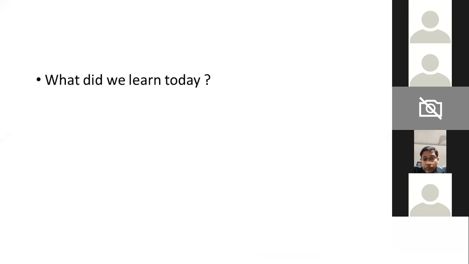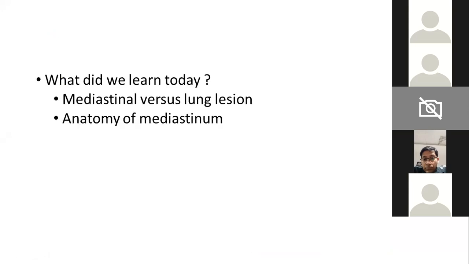So what all did we learn today? We learned, I hope all of you are with me, how to differentiate a mediastinal versus a lung mass, right? And we learned something about the anatomy of the mediastinum, the stripes, the anatomy itself on a chest X-ray, right? Though I didn't discuss the lateral chest X-ray normal anatomy, that we will do sometime, or please do it as a self study, right? It's very important. It's slightly tough, so maybe we'll include it in one of the further classes.